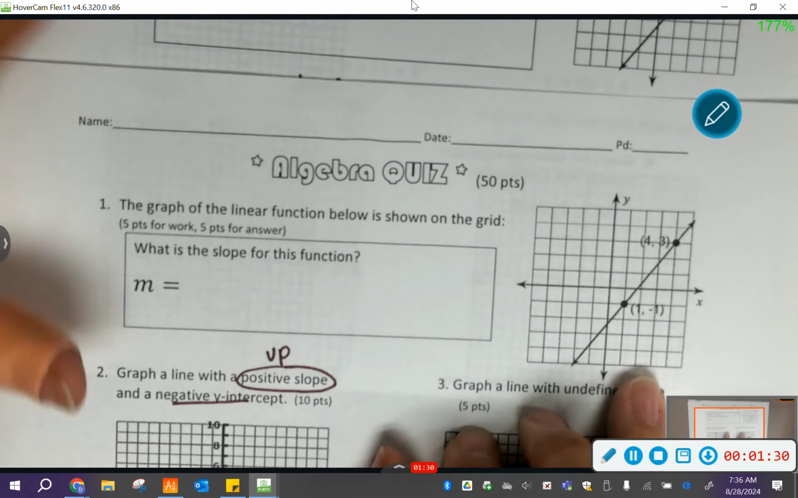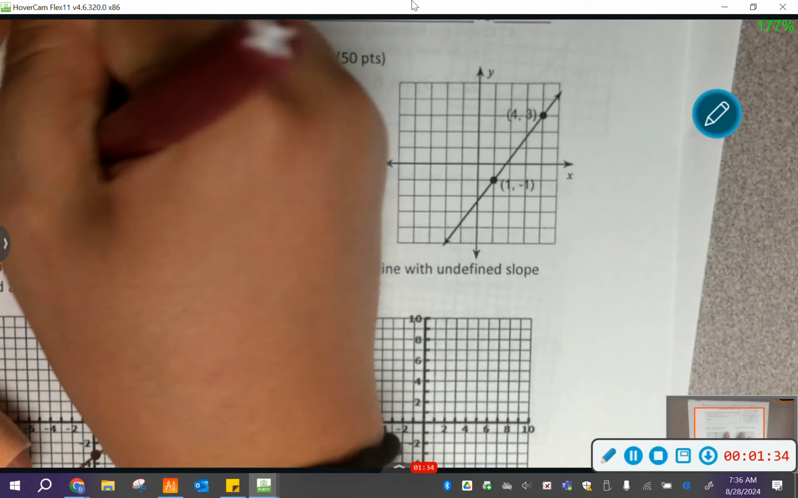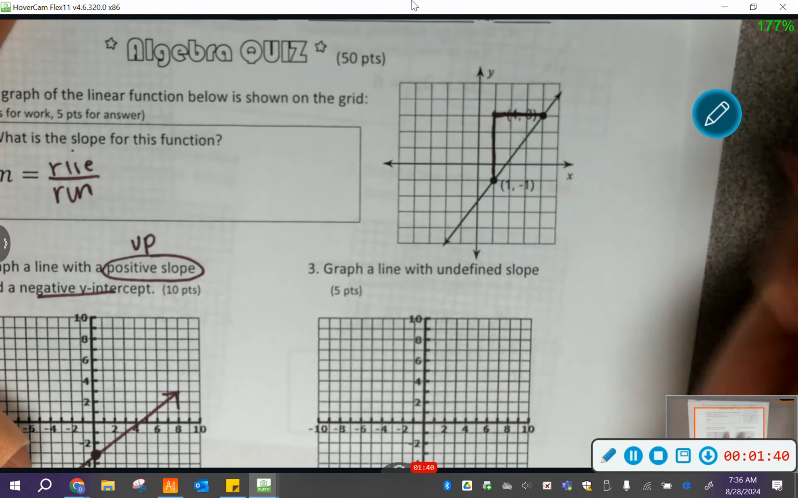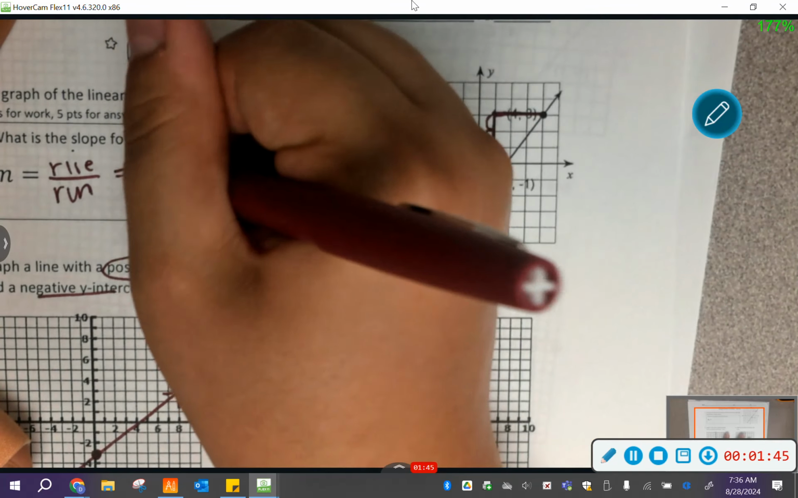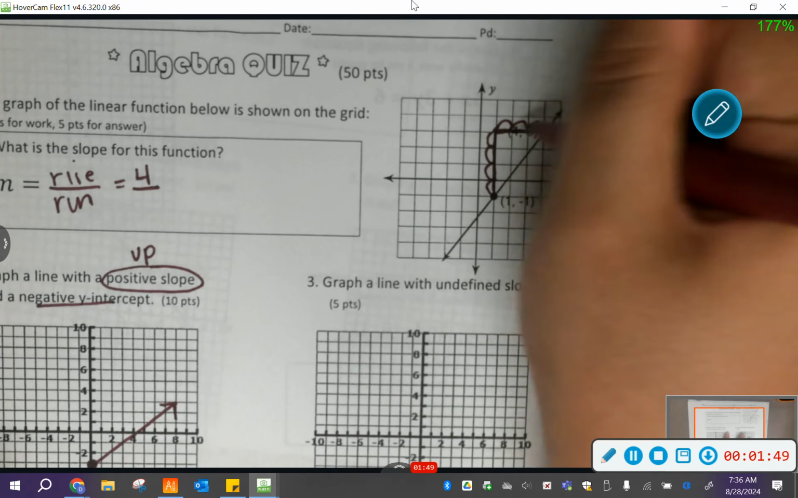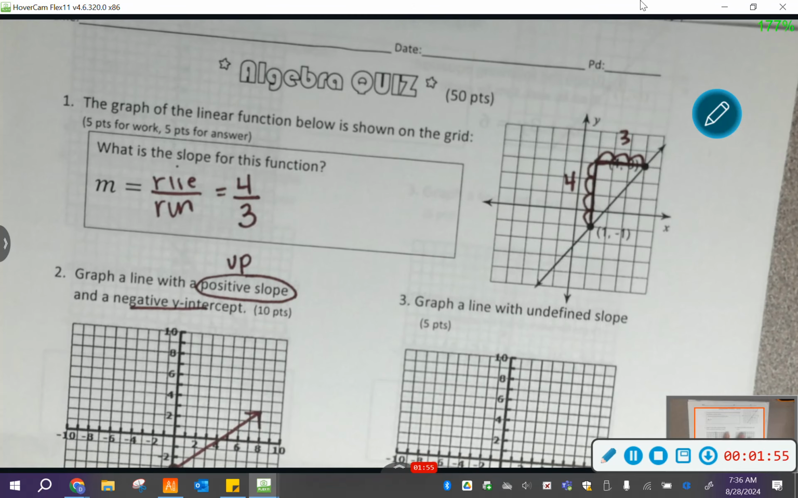Question number 1, I feel like y'all all did really good on it, but just remember, we are always going to do rise over run. And just be careful when counting. Draw your triangle. 1, 2, 3. Most people that got this wrong, they just accidentally counted wrong. I had a couple people only count 2 right here instead of 3. But most people did really good on that.